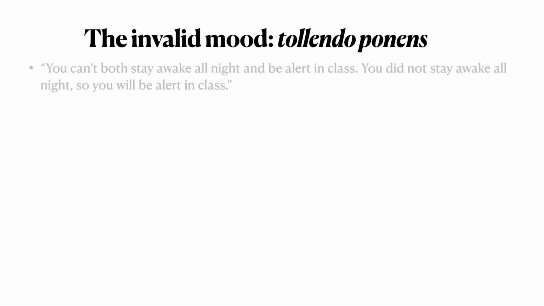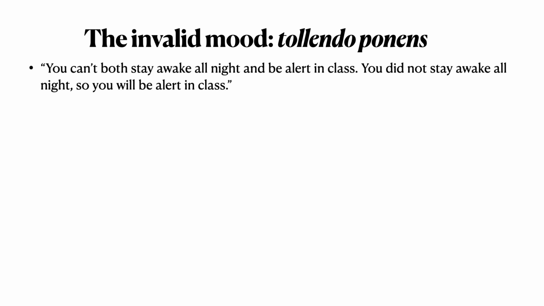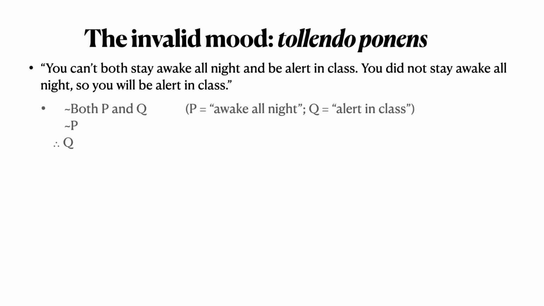What is the invalid mood? Well, the invalid mood is tollendo ponens, the one where you negate first in order to affirm the other one, right? So, for example, you can't both stay awake all night and be alert in class. You did not stay awake all night, so you will be alert in class. If we write that symbolically, it looks like this: not both P and Q, where P is awake all night and Q is alert in class. Not P, not awake all night, therefore Q, alert in class.